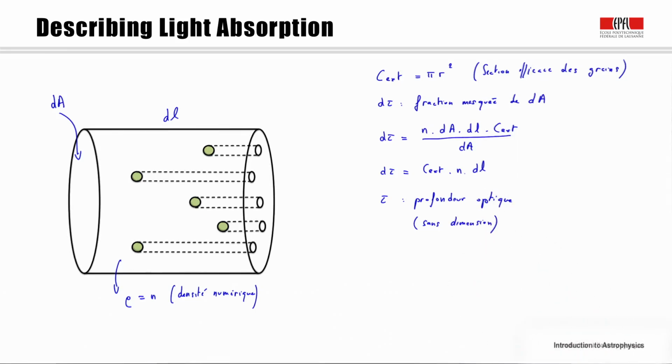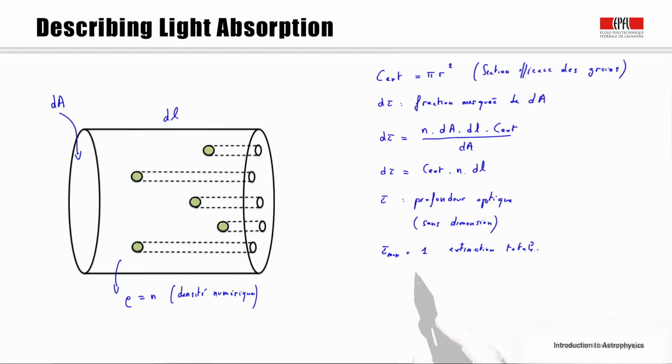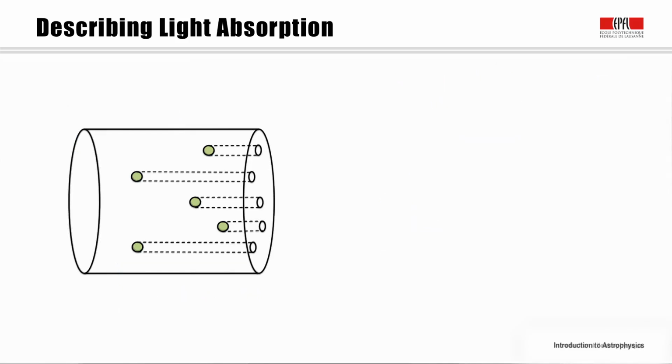This is a dimensionless quantity that depends on distances. One can already see that τ max equals 1 corresponds to full extinction, because the obscured surface is equal to dA. And so all the radiation is absorbed. This is the definition of the optical depth.